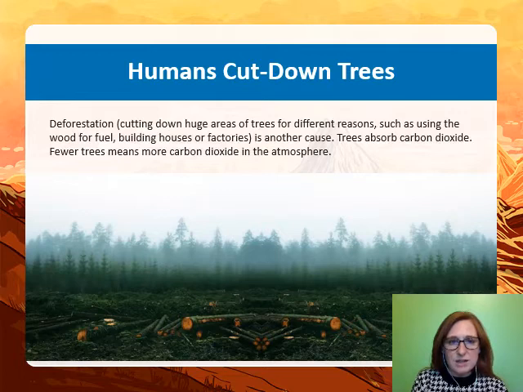Humans cut down trees. Deforestation, cutting down huge areas of trees for different reasons, such as using the wood for fuel, building houses or factories, is another cause. Trees absorb carbon dioxide. Fewer trees mean more carbon dioxide in the atmosphere. So not only are we releasing more of the carbon dioxide by burning the fossil fuels, we're also stopping some of the carbon dioxide being turned back into oxygen by cutting down the trees.